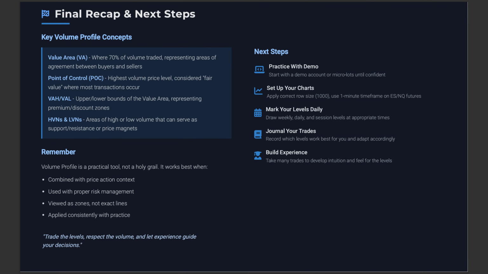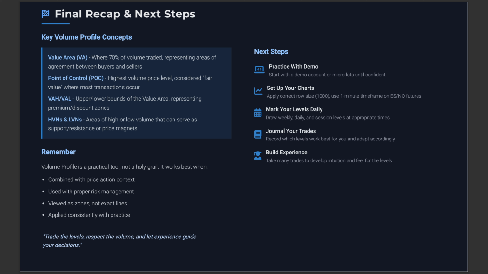Let's wrap up everything we've covered in this comprehensive volume profile trading guide and set you up for success going forward. You now understand the core concepts that drive profitable volume profile trading: the value area, where 70% of volume occurred, the value area high and low that define premium and discount zones, and the point of control that represents true fair value. You know about high and low volume nodes and how to use them as take-profit targets.